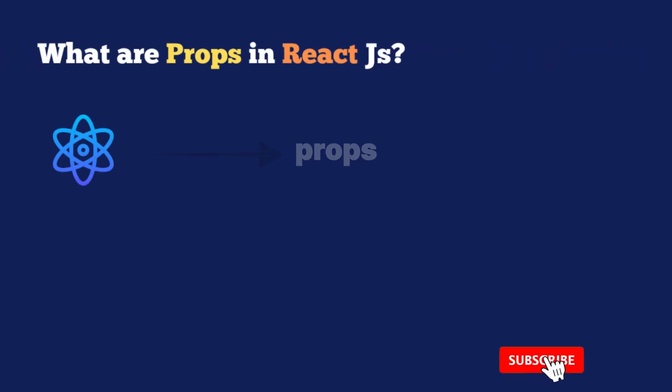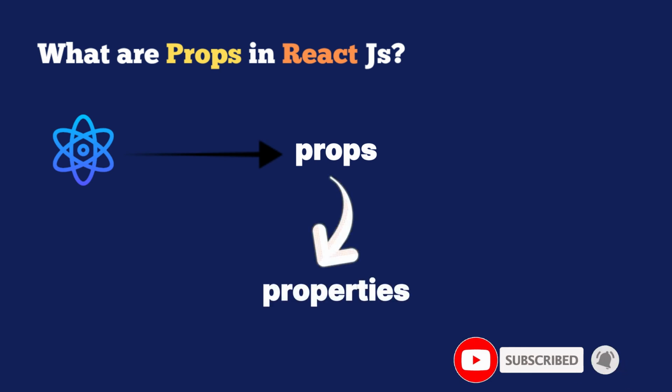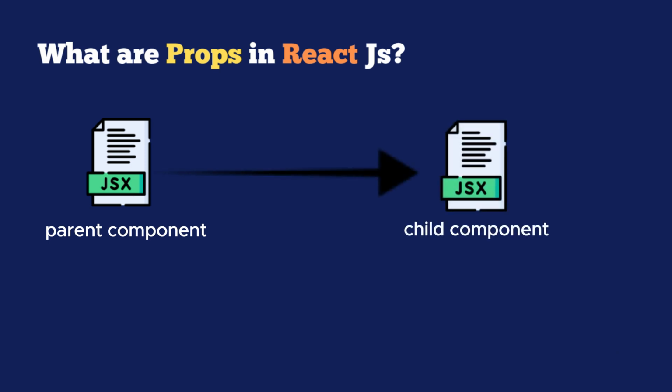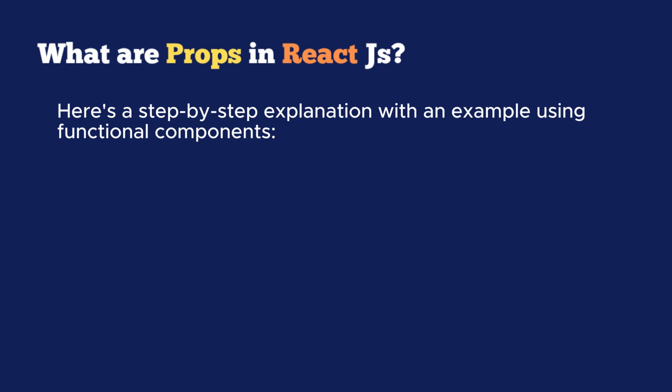In React.js, props is short for properties, a way to pass data from a parent component to a child component. They are immutable, meaning they cannot be modified by the child component. This helps to maintain the principle of unidirectional data flow in React. Here's a step-by-step explanation with an example using a functional component.